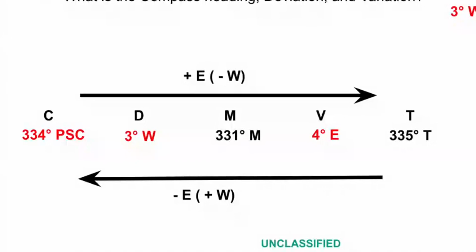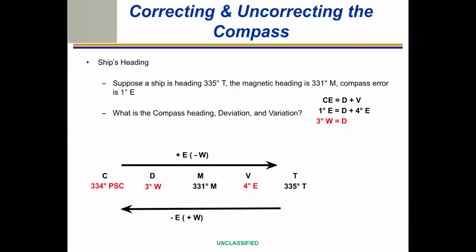So like I said earlier, I prefer to use the memory aid of as we move towards true, I'm going to be adding east. The reason why I like this method is because in the next couple of videos, we'll talk all about incorporating our gyro and gyro error into this compass card. And that just helps me kind of synthesize the information a little bit better.